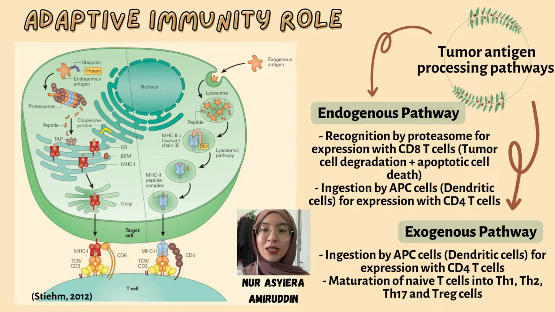Meanwhile, for the exogenous pathway, APCs will directly ingest tumor cells or their antigens, which have been released from damaged tumor cells, and will then be degraded in the lysosomal pathway. The antigens will then be degraded to peptides and loaded onto MHC class 2 receptors, forming the MHC2 peptide complex for recognition by naive CD4 helper T cells.